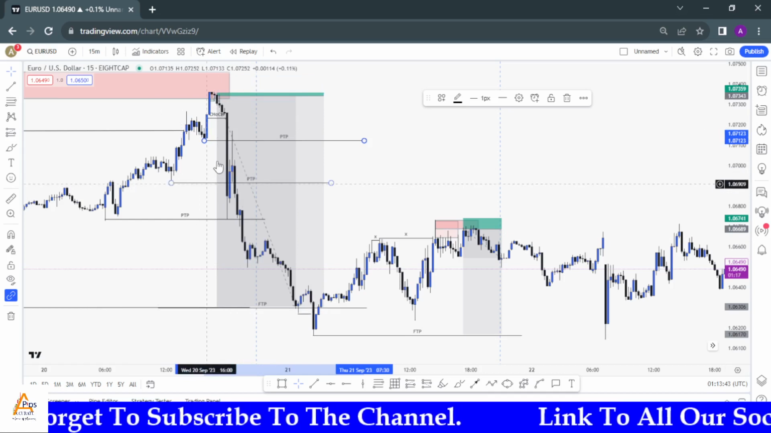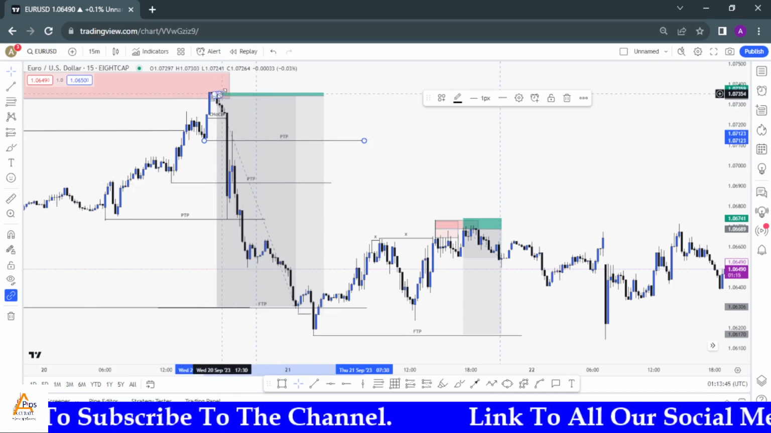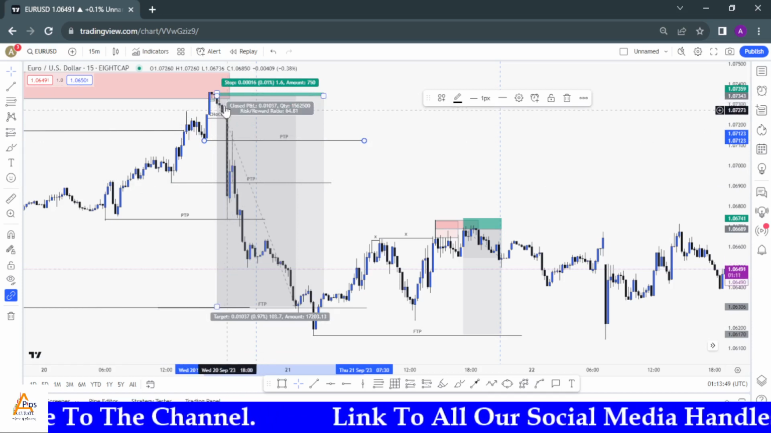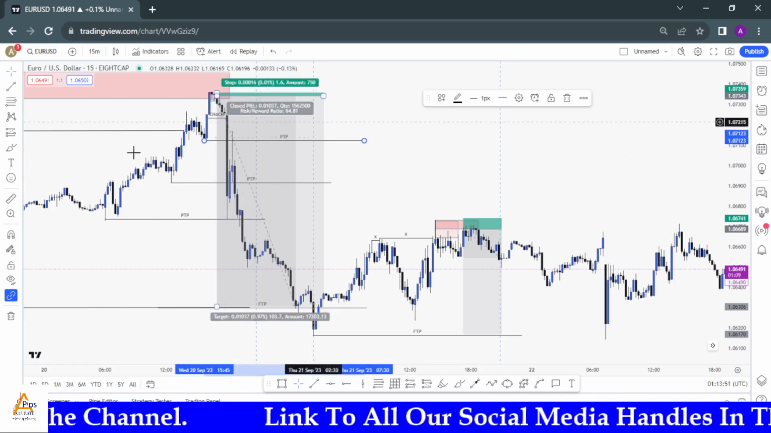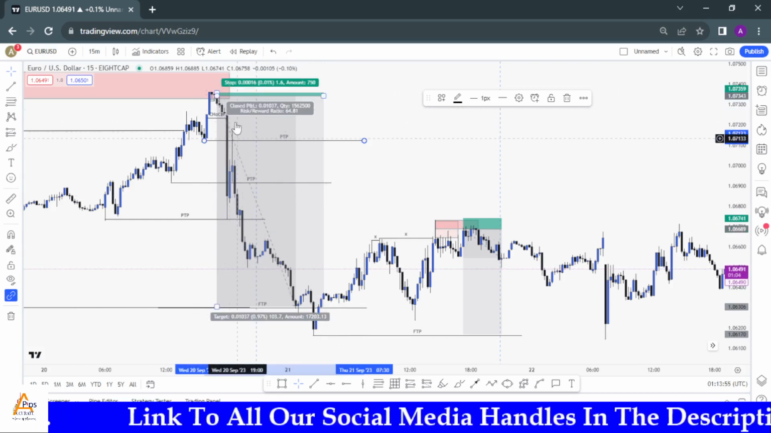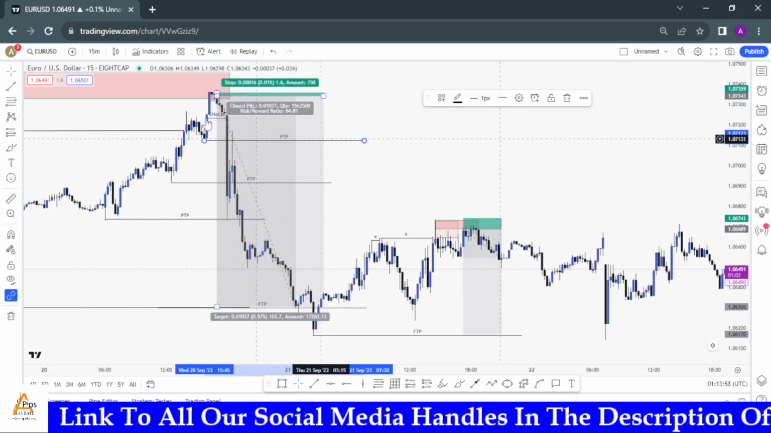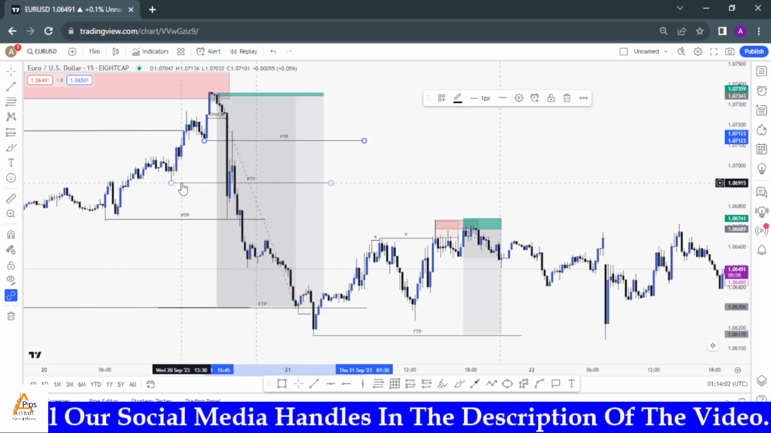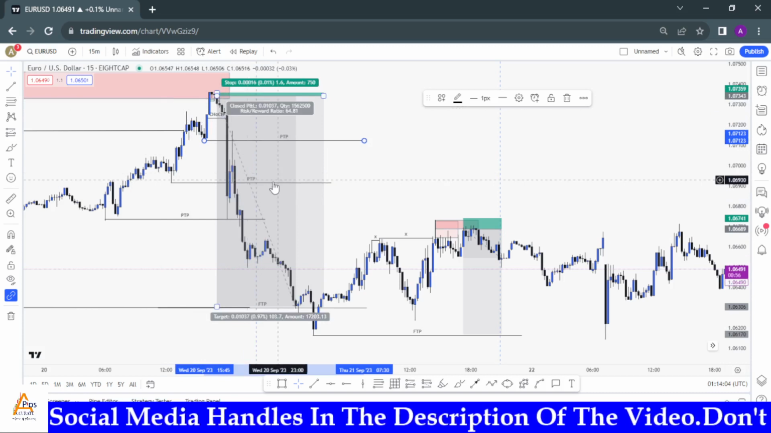But after I take my second partial, I will now move it to somewhere here, just above this high here. If you go to the lower time frame, that was a high. This is on 15 minutes; if you go to 1 minute, this was a high. So I'll move it here. Then I will allow the one remaining position to run.